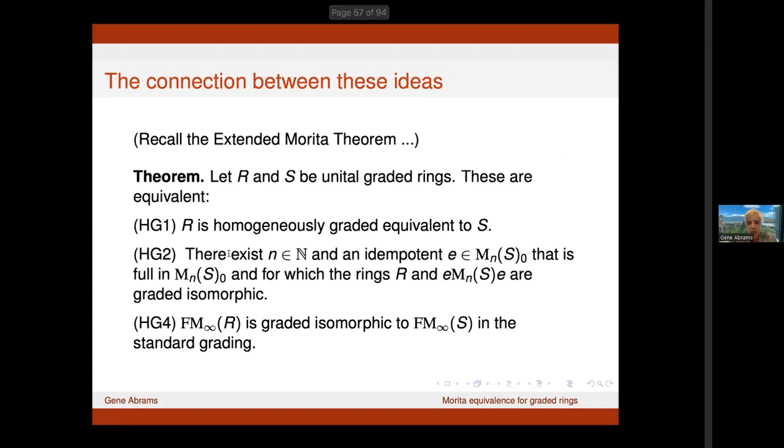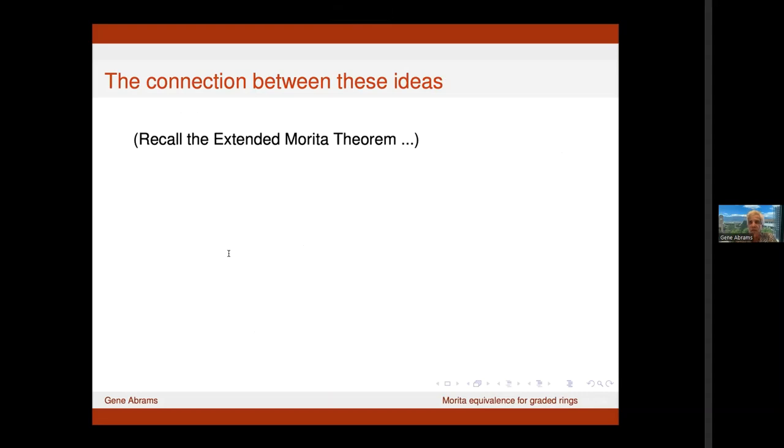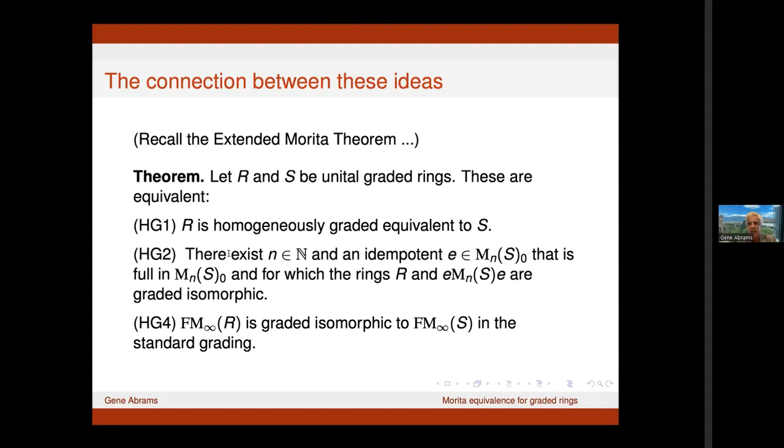So the extended Morita theorem was what? That there was an equivalence between four types of statements, the first of which was a statement about categories of modules, the second of which was an isomorphism between rings, the fourth of which was this isomorphism between infinite matrix rings. And so here's the theorem that is the sort of analog of the original or extended Morita theorem in the context of graded rings, but we have to be a little bit careful. So if I change M4, isomorphism between the FMs, to an isomorphism between the FMs that preserves the grading in the standard grading, then here are the appropriate equivalent conditions.